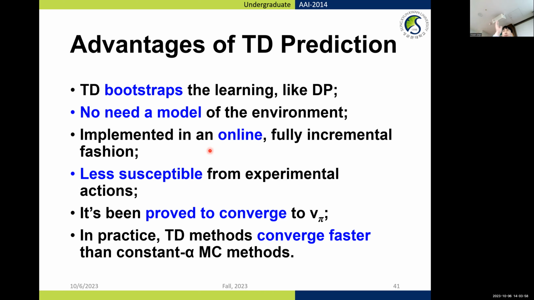So in the previous MC, we need to run the episode from the beginning to the end, then we can update. Through this process, some actions we took are not that good. We consider those experimental. Those experimental actions affect the total estimate of the state value, right?